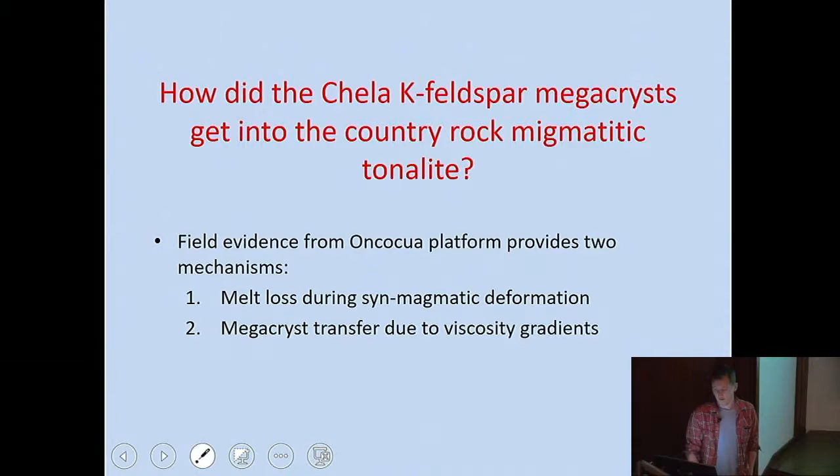And the field evidence preserves two mechanisms for this process. We have both melt loss during syn-magmatic deformation, and we also have megacryst transfer caused by a viscosity gradient across the contact between these two units. And I'm going to go into detail about both of these right now.